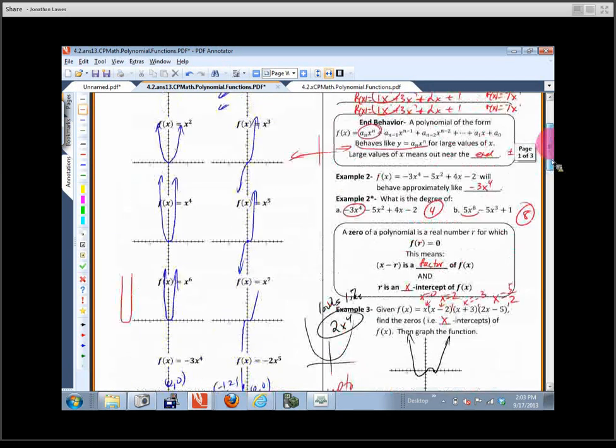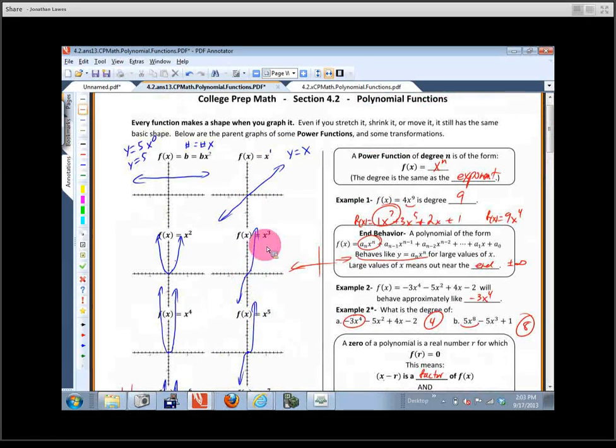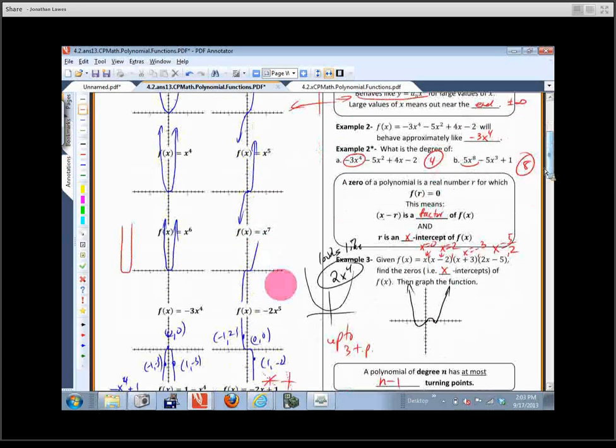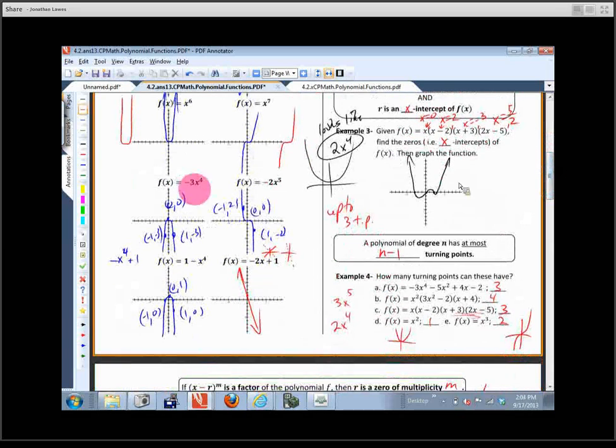And if it was x to an odd power, it starts down here and ends up here. So x to the third looks like that, x to the fifth, little steeper here, flatter in the middle, and we graphed x to the 99th, and x to the 99th did something like this. Okay, remember those? And then what we did is we looked at a couple little transformations.